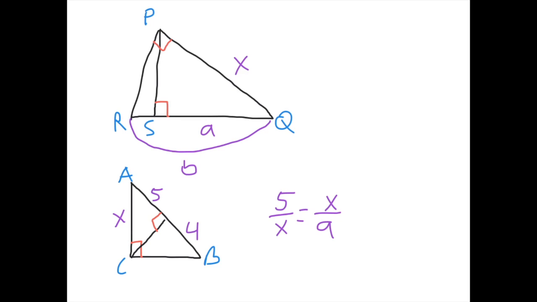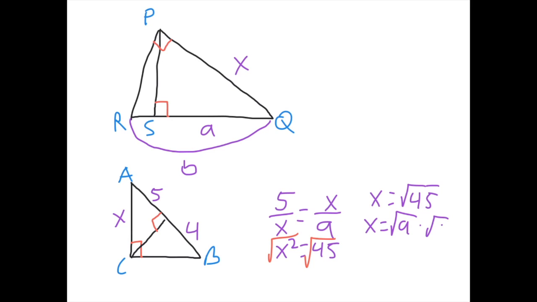Now we cross multiply. 5 times 9 is 45, so we have x squared equals 45. Take the square root of both sides. And that gives us x equals the square root of 45, but that can be reduced. We can take a 9 out of that. So x equals the square root of 9 times the square root of 5, which is 45 divided by 9 is 5. So x equals 3 times the square root of 5.